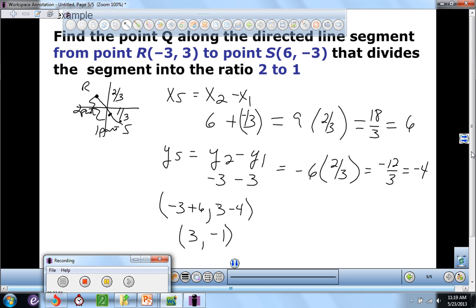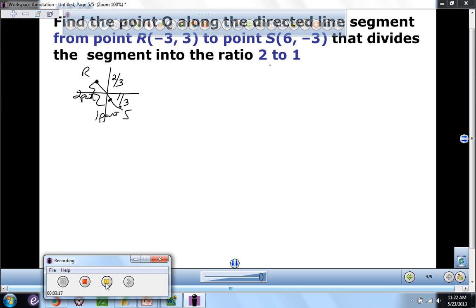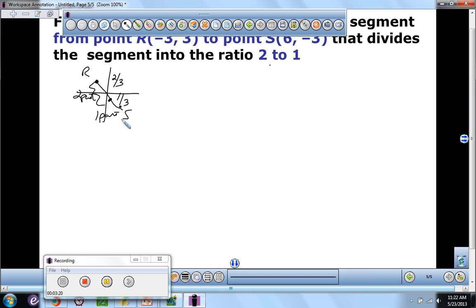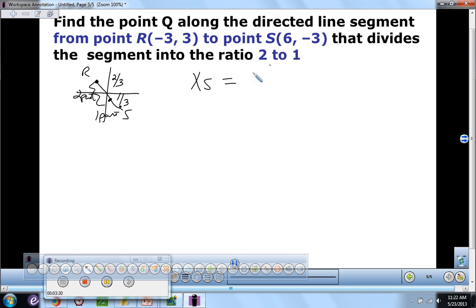Alright, so that's if we came from R. Now let's say we came from S. What would be the difference then? I'm going to clean this up and then start that part. So this time we're coming up from S. The only thing that really changes is the signs of our X change and our Y change. So now we would say X2 minus X1. We're coming up from here, so this is now X1. So we'll take 6 minus negative 3. So we end up with negative 9.